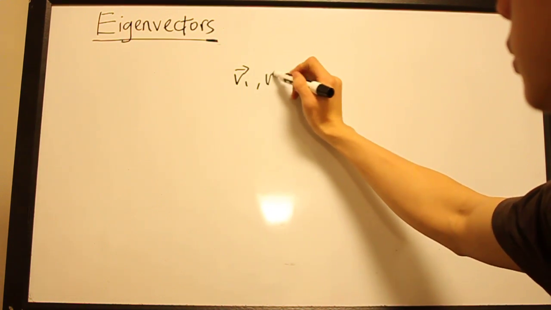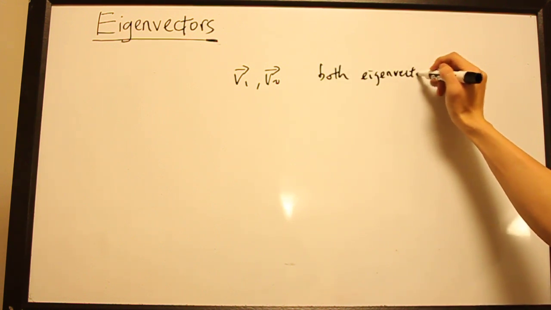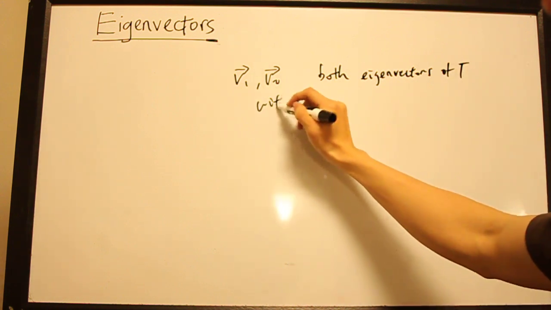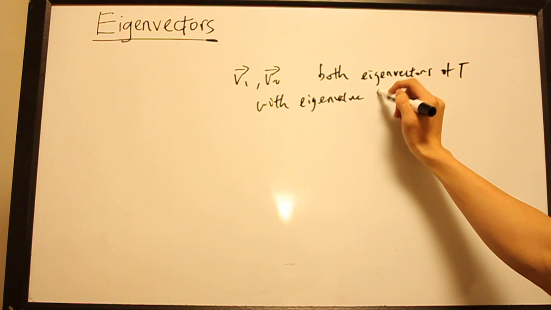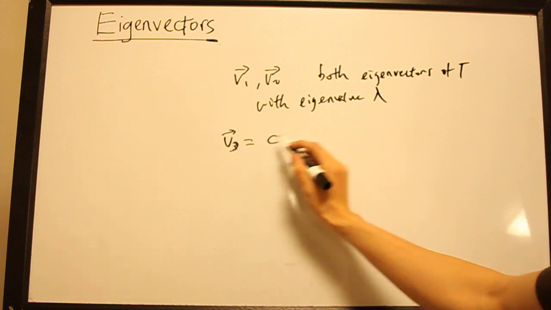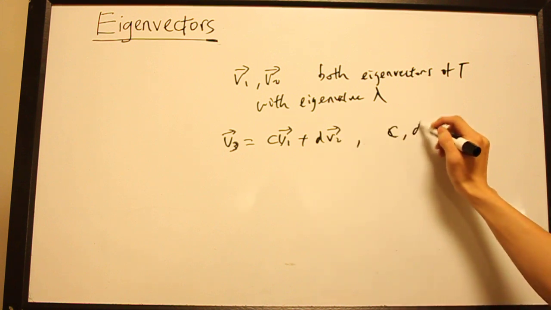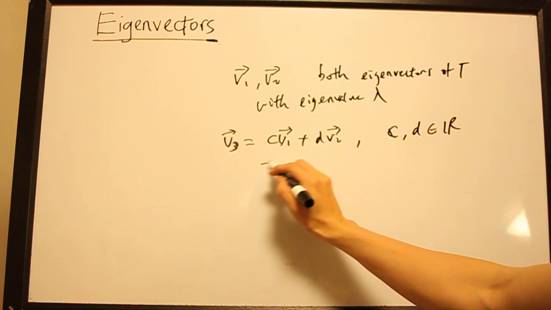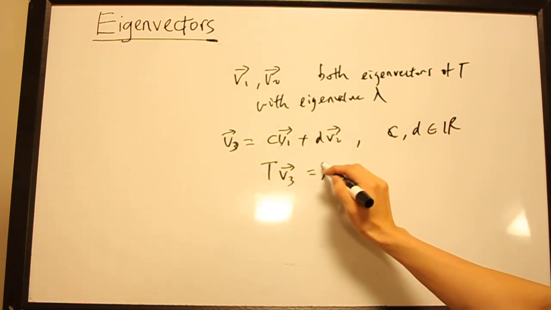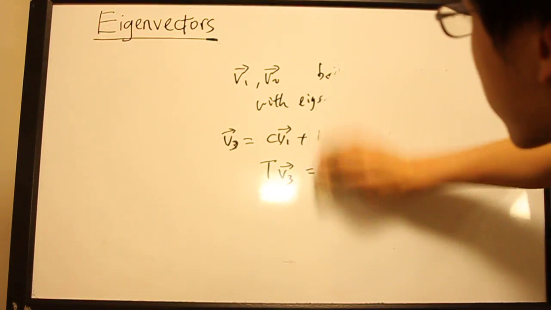Now a similar concept is that if I have two vectors V1 and V2, which are both eigenvectors of T with eigenvalue lambda, then any linear combination of V1 and V2 is going to also be an eigenvector of T with eigenvalue lambda, and these lambdas are all the same. So you should be able to prove that to yourself rather easily.